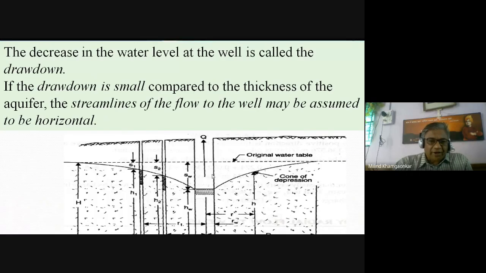ये जो drawdown है ये बहुत कम है. Drawdown यानी हमने पढ़ा है कि ओरिजिनल वाटर टेबल और वेल की जो पानी की लेवल है इसके बीच का जो डिफरेंस है, that is called as the drawdown. If this drawdown is very small, बहुत कम है, और ये एक्वीफर का थिकनेस एच भी बहुत कम है, तो फिर ये ज्यादा कोनिकल नहीं दिखेगा, एज इफ द वाटर इज एंटरिंग हॉरिजॉन्टली, ऐसा ही दिखेगा. The drawdown is small compared to thickness of the aquifer. The streamlines of flow to the well may be assumed to be horizontal.